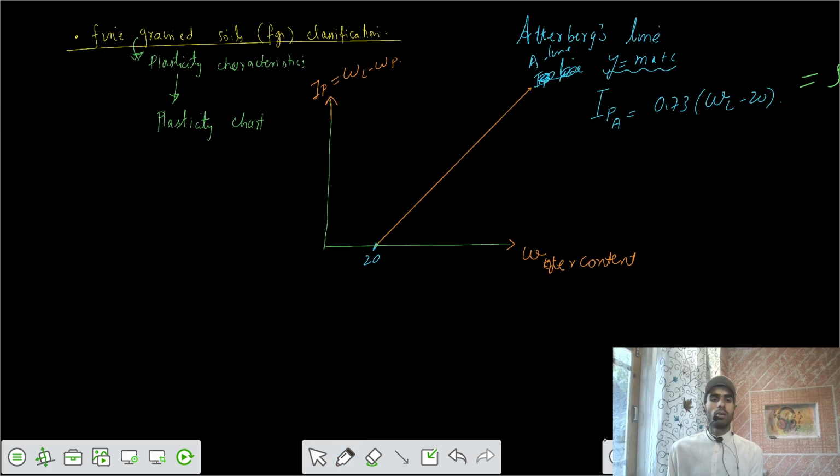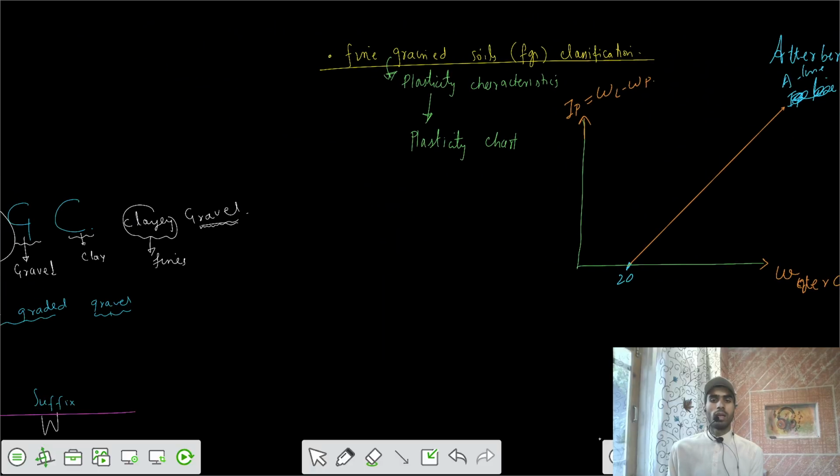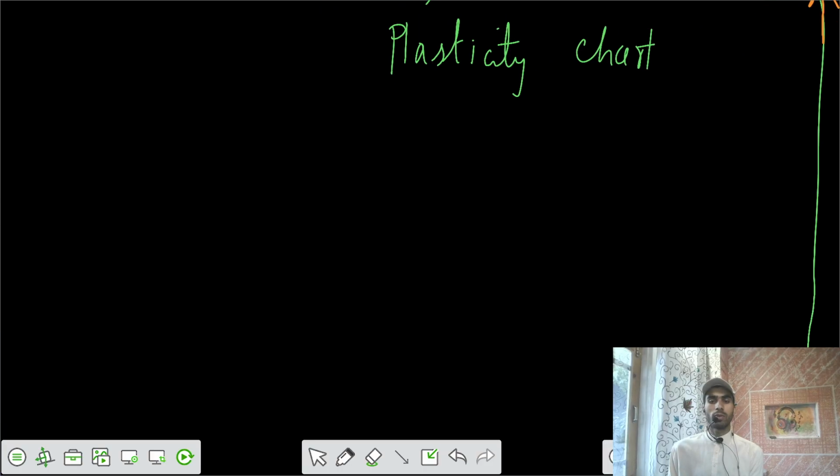let's try to understand that from here. Let's say what we are going to perform. The procedure here is you have a particular soil. You calculate the liquid limit of that particular soil. You calculate the plastic limit of that soil. Then calculate the plasticity index of the soil by this equation.